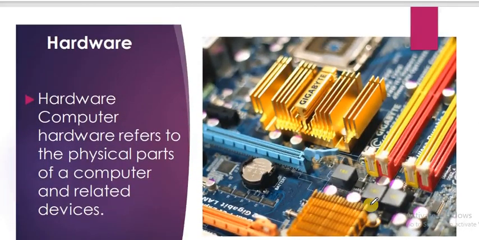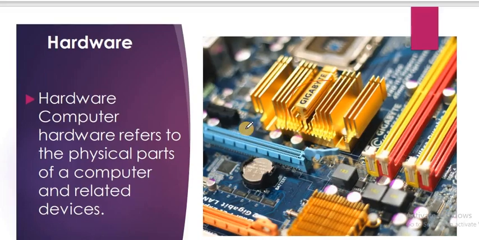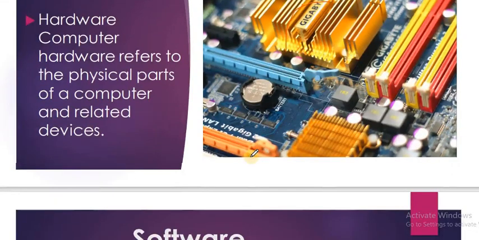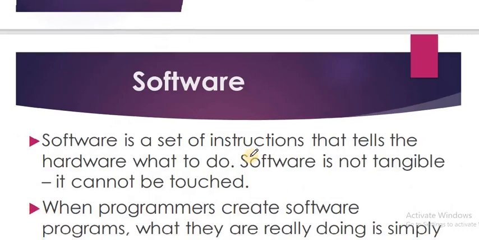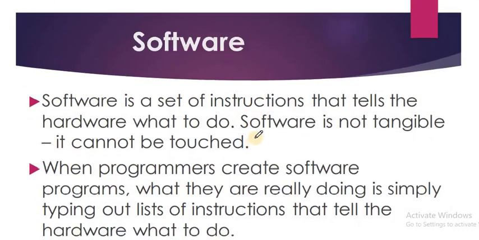Okay, so still talking about the hardware. Computer hardware refers to the physical part of a computer and related devices. As you can see in this diagram, it is the physical part of a computer system that you can see and also touch. In other words, we also have the second component, which is the software.